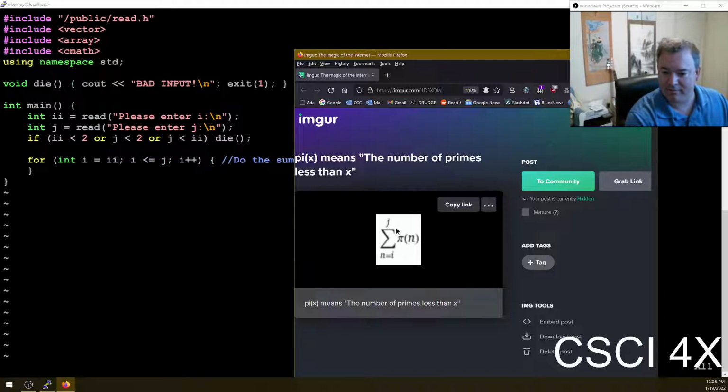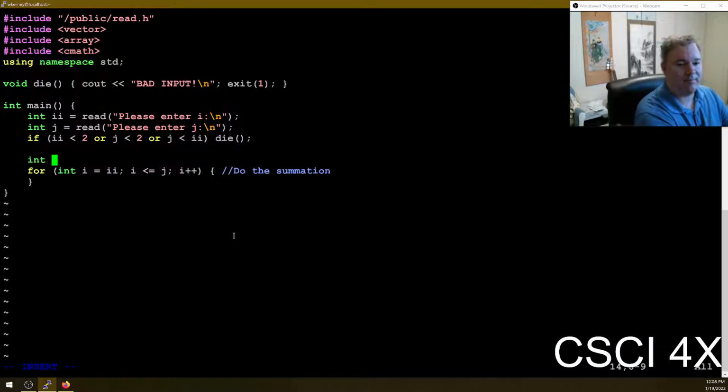So we're doing this giant sigma, right? Sigma means add up all of the numbers in this series. And so if we put in 2 to 5, it would add up the results of pi of 2, pi of 3, pi of 4, and pi of 5 together, and then return the result. So we need to do a sum, and sum equals 0. And then we're going to say sum plus equals the pi of I.